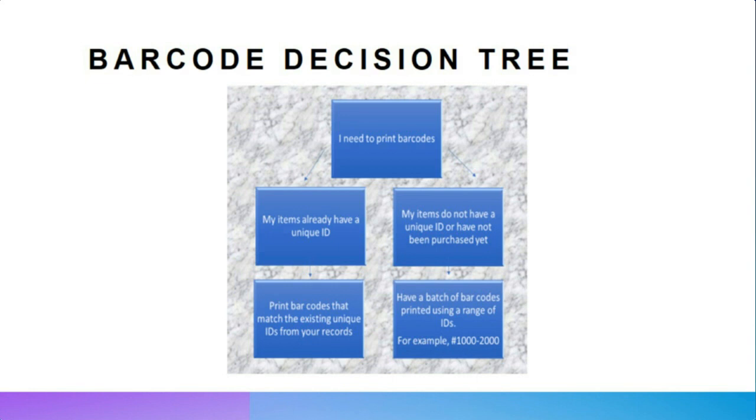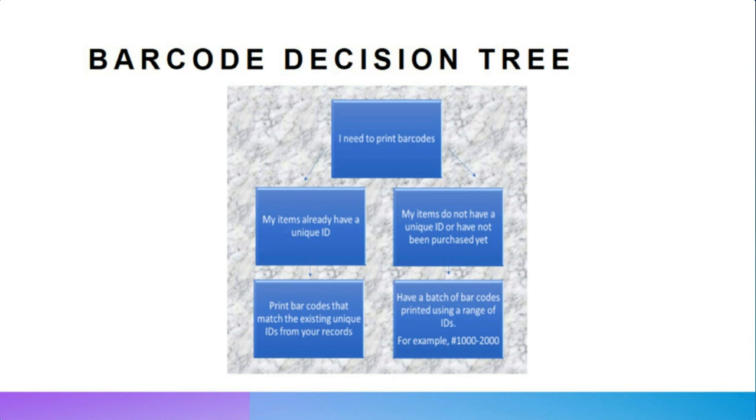So I need to print barcodes. We can go one of two ways. My items in my Asset Panda account already have a unique ID. This might be a field you call an asset ID. This might be a field you call a serial number potentially, or maybe you've created one called a barcode, right? My barcode number. So the point is, I already have a field in my Asset Panda account that is unique to each individual item that's listed there.